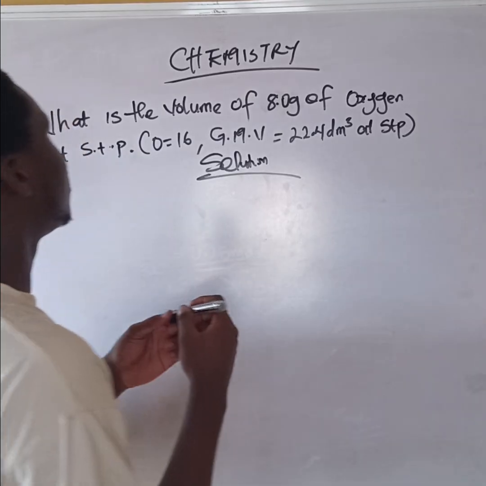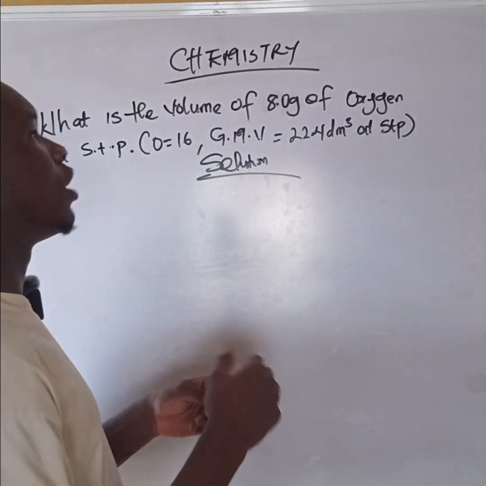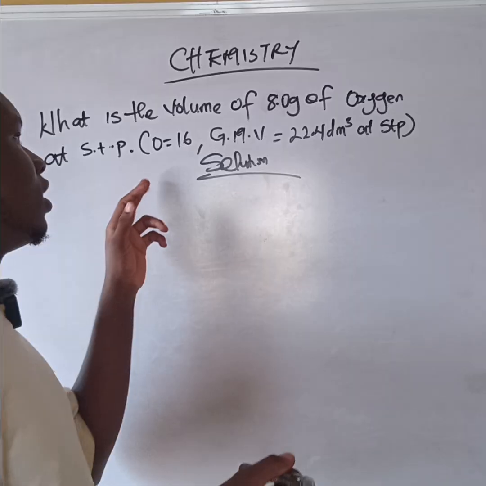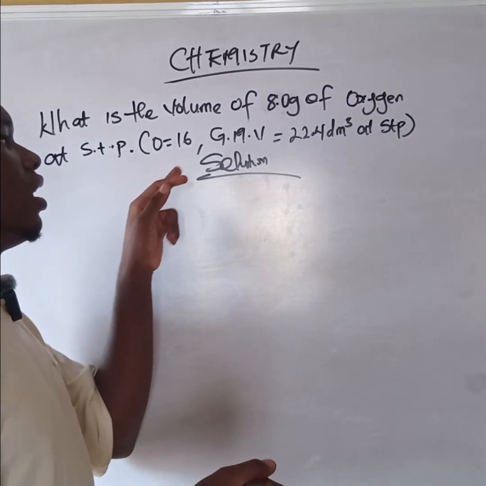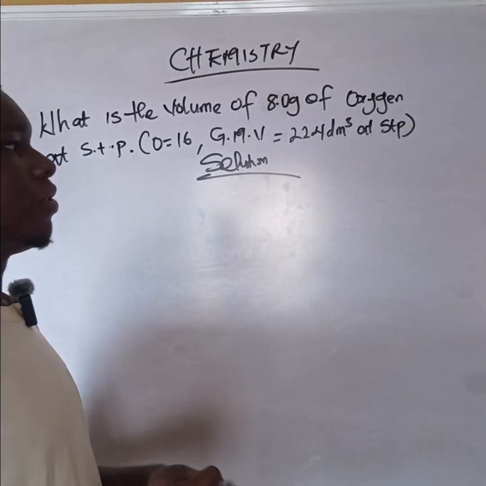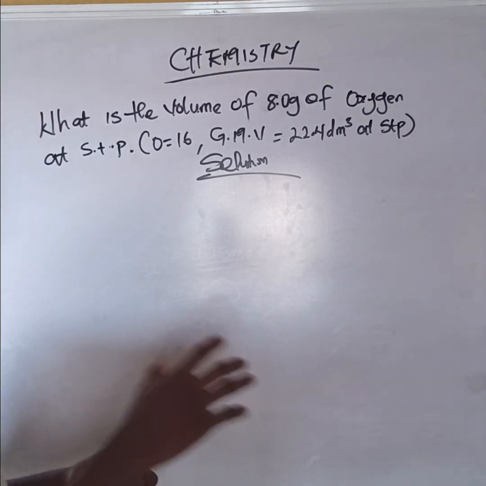So now the question is, what is the volume of 8.0 gram of oxygen at S.T.P? We have the atomic mass of oxygen to be 16. We have the molar gas volume to be 22.4 dm³ at S.T.P, at standard temperature and pressure.